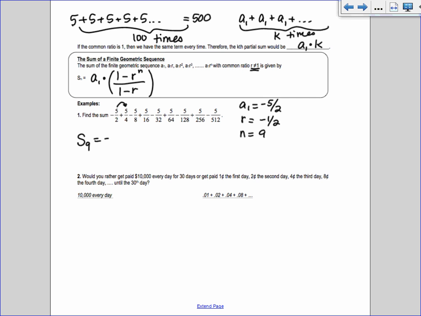So I'm going to have A1 is negative 5/2. I'm going to multiply by 1 minus r, which is negative 1/2, to the n, so 9, all over 1 minus r. I always put my r in parentheses because if r is a fraction, I need that whole fraction raised to the 9th. If r is a negative, I need the negative raised to the ninth. So I always put r in parentheses.